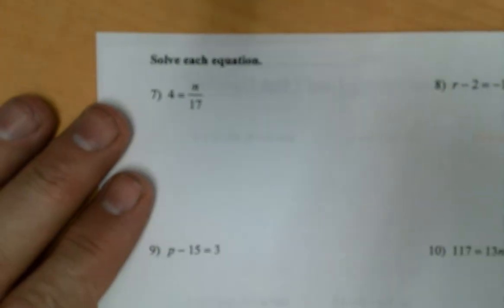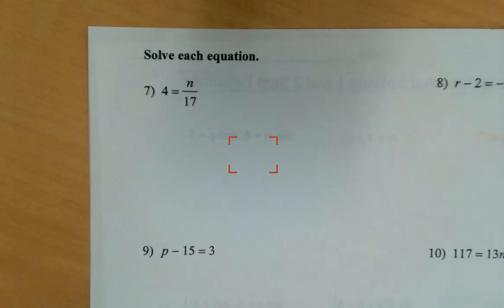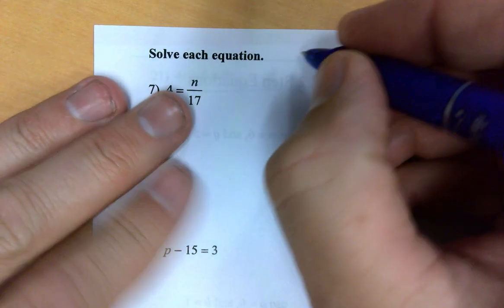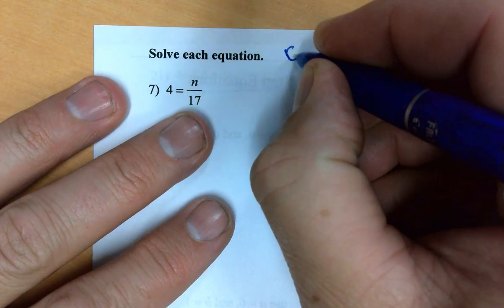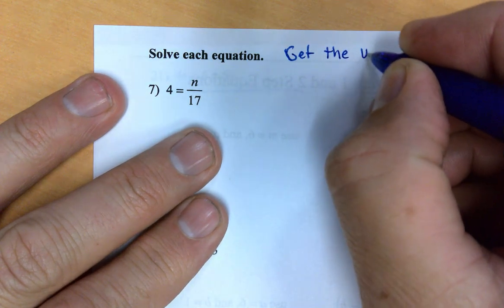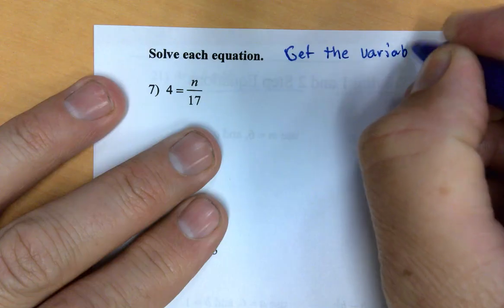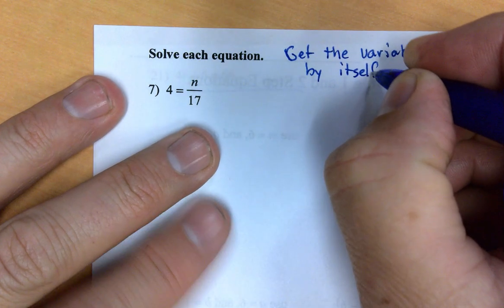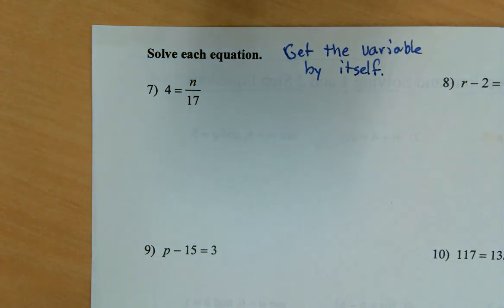Solve the equation. Now, remember, when it says solve the equation, we're trying to get the variable by itself. Get the variable all by itself. So we've got to get rid of all the numbers.